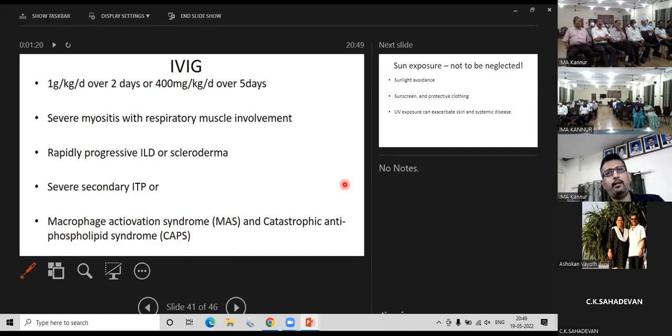Severe secondary immune thrombocytopenia can also be helped with IVIG. And then macrophage activation syndrome, most of us would have heard of it in the COVID scenario, and catastrophic antiphospholipid syndrome, where more than 3 organs are involved in a very short span of time. So these are the main commonly seen situations where IVIG is helpful. The major issue with IVIG is the cost.